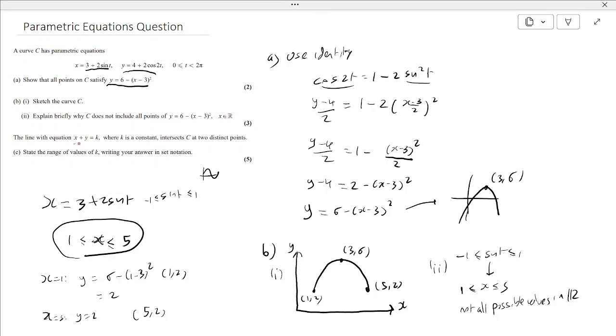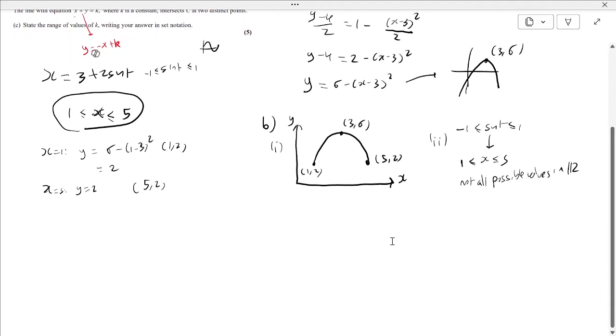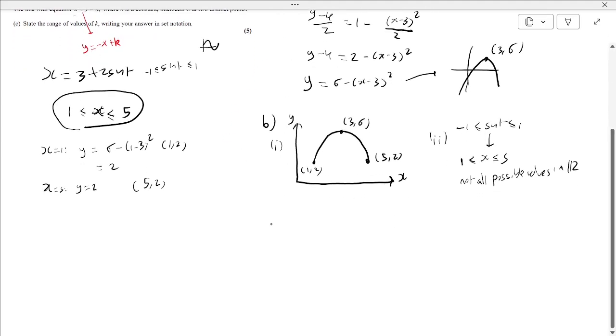Now, it's asking about the line x plus y equals k. I'm just going to rewrite: y is negative x plus k. So I can get a bit of a sketch going. It's a straight line with gradient negative 1 and y-intercept k. And it's asking which values of k cause this line to meet the curve twice. So I can add on to my answer to B here.